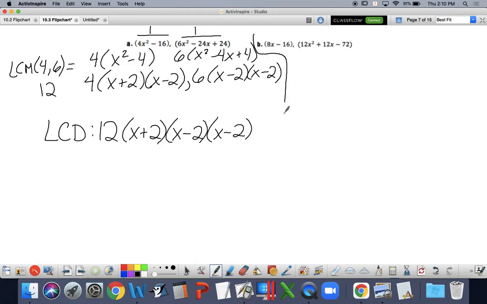All right, let's look at letter B. I'm going to take the 8x minus 6 and factor it. I get 8 times x minus 2. This second one, I can factor out the 12.